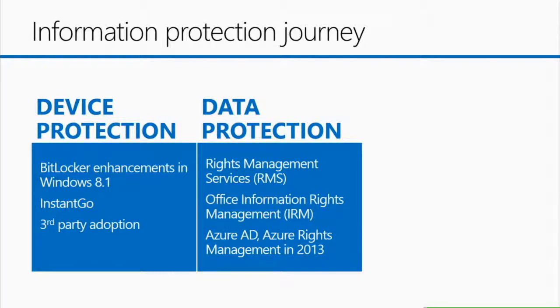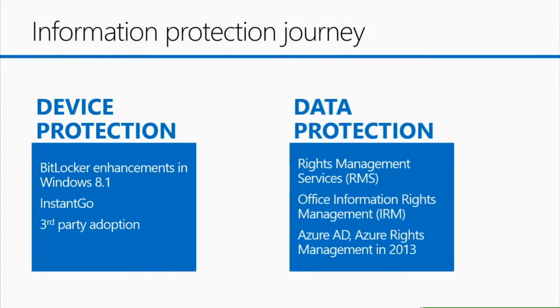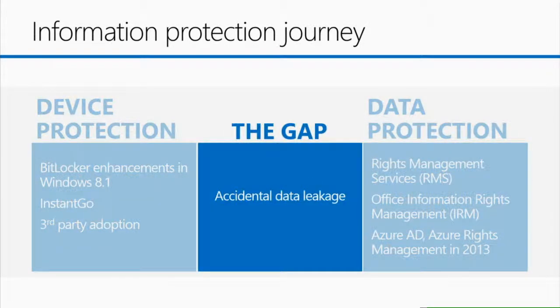We have had Rights Management Services as a solution to the problem of protecting data when it gets shared, and applying rights to the data so that only certain actions can be performed on it. Again, that story has improved over the years. We now have an online Azure Rights Management solution that makes it really easy to deploy and use RMS. So we take care of data protection at the device level, and we have protection of the data when it is shared. Going back to the crux of the problem, the gap between these two is accidental data leakage. And as we saw, that is a problem that needs to be addressed.